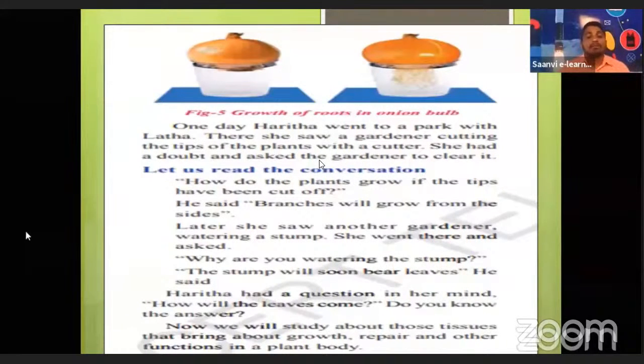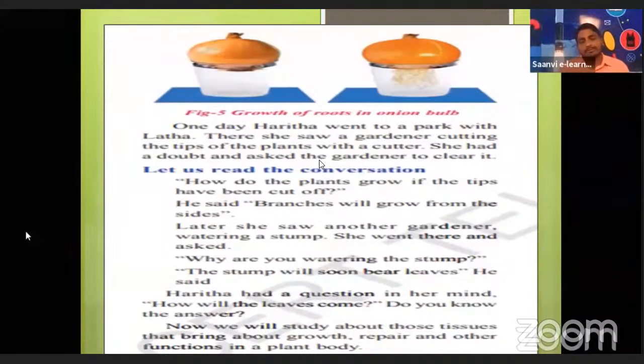Then Harita had a question in her mind. How will the leaves come? The gardener said the stumps will soon bear leaves, but he may not be educated. He knows that stumps will soon bear leaves, but how the stumps bear the leaves, he doesn't know.